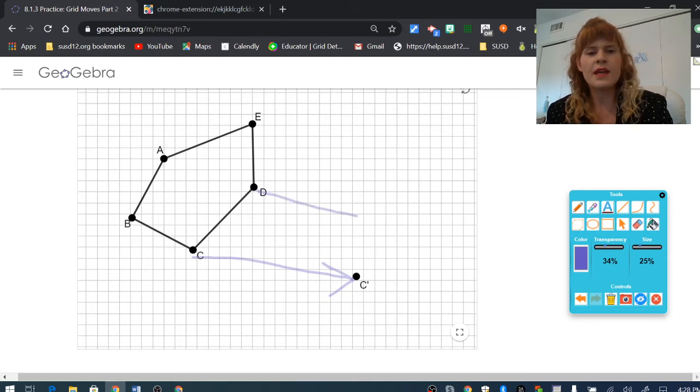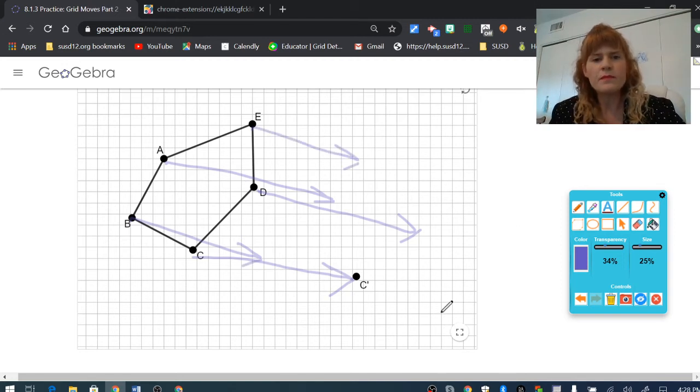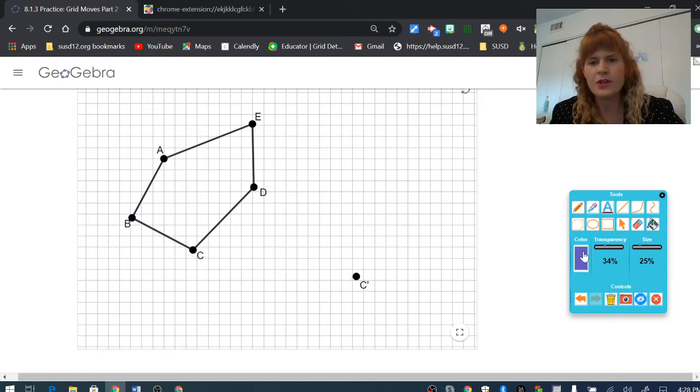You would have the same vector from D to D prime, the same vector from A to A prime, the same vector from B to B prime, and the same vector from E to E prime. Now, if I want to be really accurate, I could measure out these points. Let me show you what I mean. If I want to be really accurate, I can measure how many units C is away from C prime.